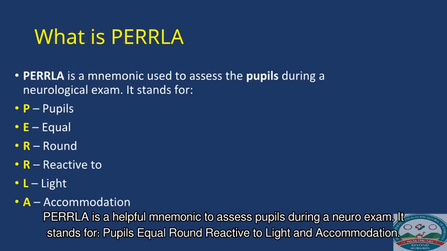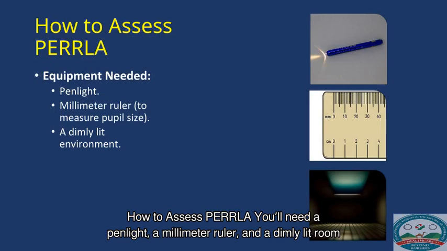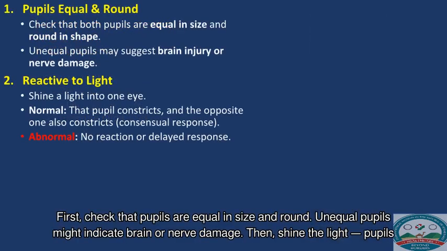PERLA is a helpful mnemonic to assess pupils during a neuro exam. It stands for pupils equal round reactive to light and accommodation. How to assess PERLA? You'll need a pen light, a millimeter ruler, and a dimly lit room. First, check that pupils are equal in size and round. Unequal pupils might indicate brain or nerve damage.